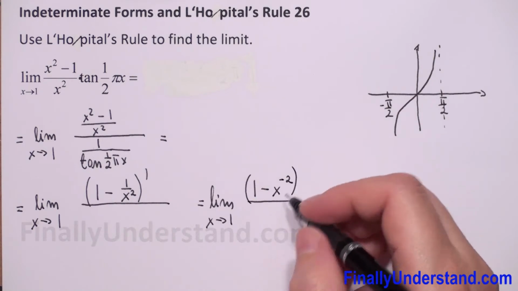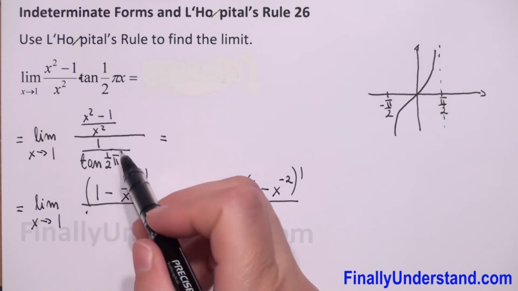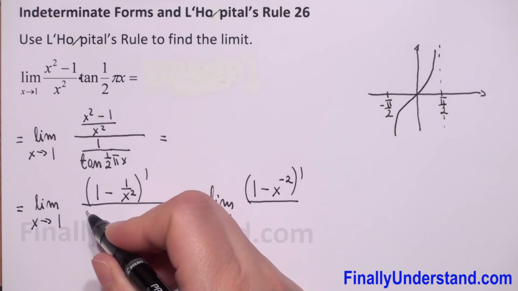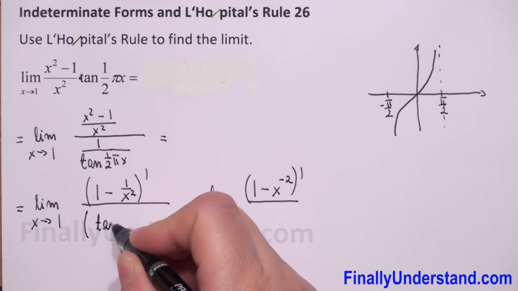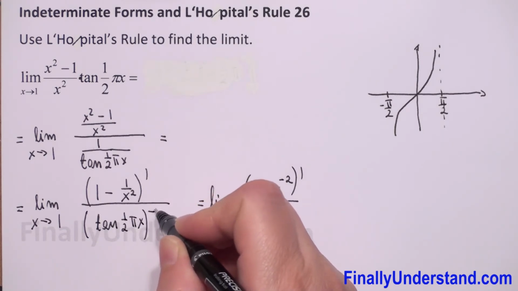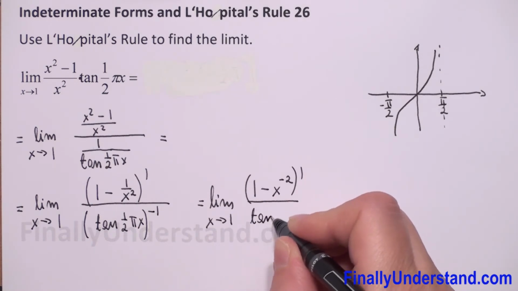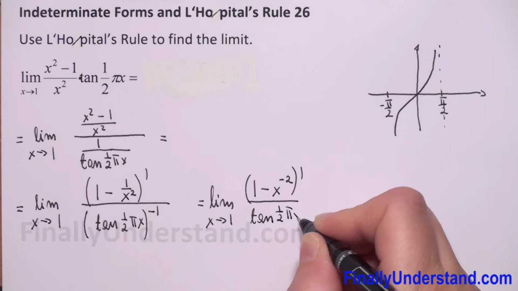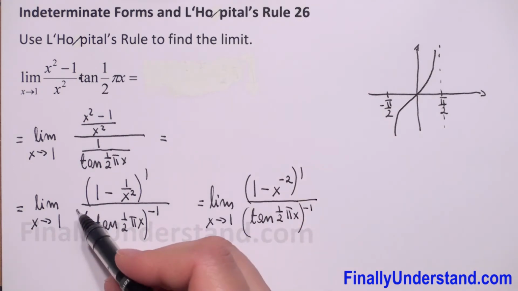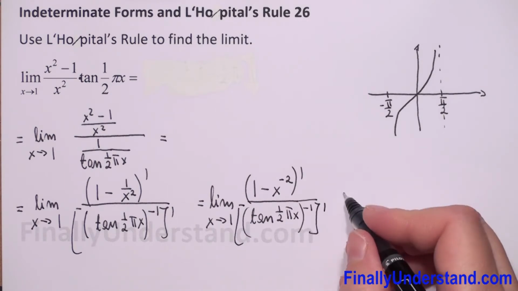We have to find the derivative of this function, and we have to find the derivative of function which is in the denominator. We can rewrite this to tangent of 1/2 of pi of x to power negative 1. Let me copy this one more time. So we have tangent of 1/2 of pi of x to power negative 1. We have to find the derivative of denominator too.